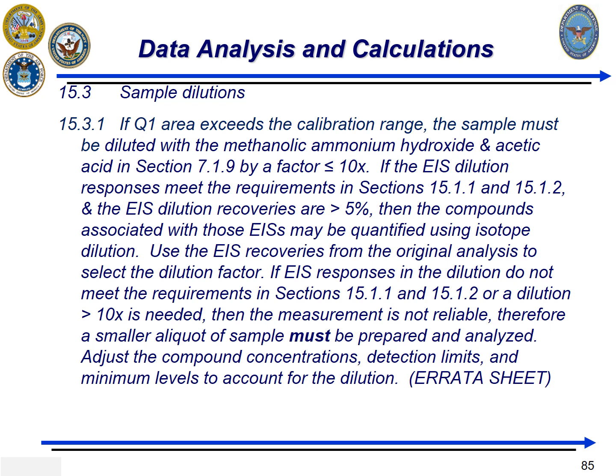The laboratory is to use EIS recoveries from the original analysis to select the dilution factors needed. If EIS responses in the dilution do not meet the requirements in sections 15.1.1 and 15.1.2, or a dilution greater than 10x is needed, then the measurement is not reliable, and therefore a smaller aliquot of sample must be prepared and analyzed. All compound concentrations, detection limits, and minimum levels must be adjusted to account for any dilutions made.